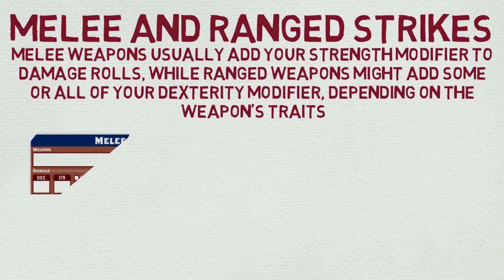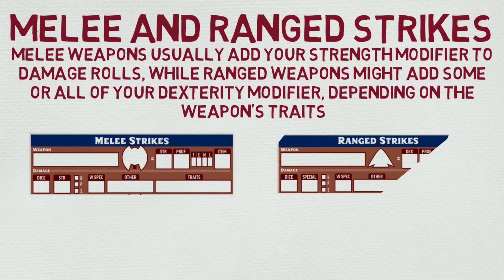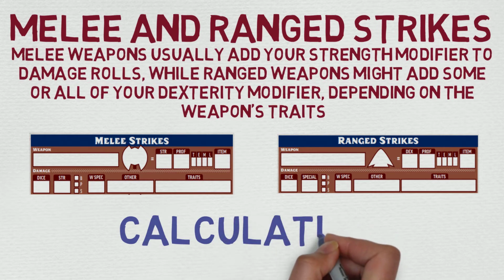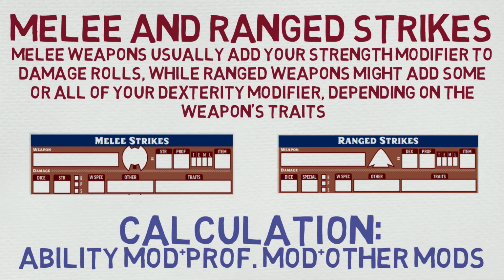Now let's move on. The next modifier we're going to be taking a look at is your melee and ranged strikes. Melee weapons usually add your strength modifier to the damage roll, while ranged weapons might add some or all of your dexterity modifier, depending on the weapon's traits. We are going to be taking a better look at weapons when we go through the equipment section. In terms of what you need to know right now, though, melee is typically strength, ranged is typically dexterity. When it comes to calculating, it is the relevant ability modifier, plus any proficiency modifiers and any other modifiers as well, just like everything we've been covering so far.